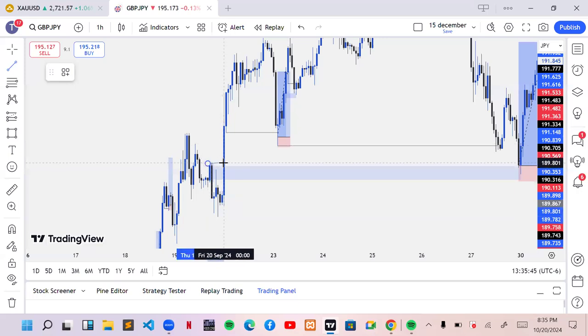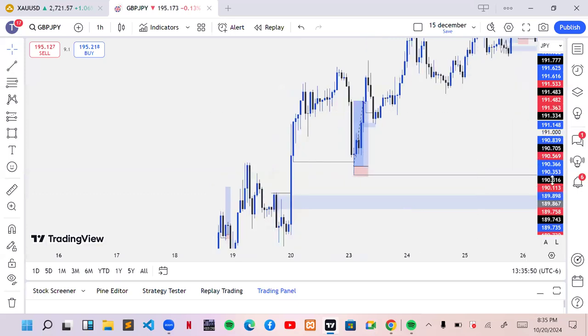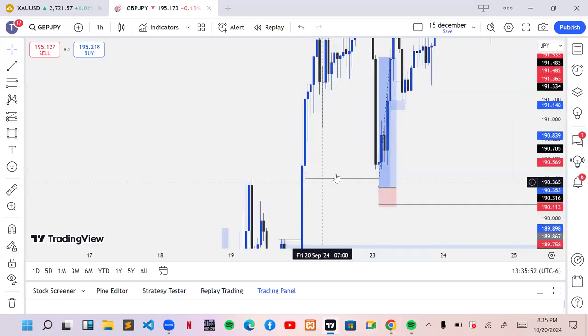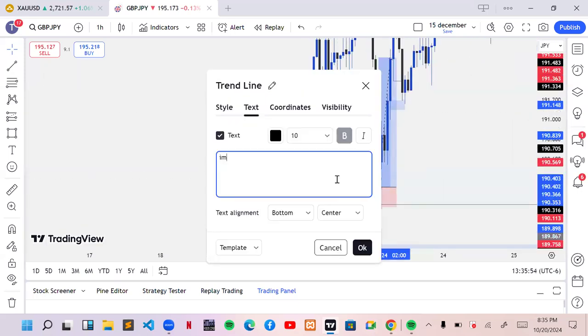So after the shift of market structure, markets made this first pullback, which is this inducement right here on 1 hour time frame. This is an inducement. This is our inducement right here.